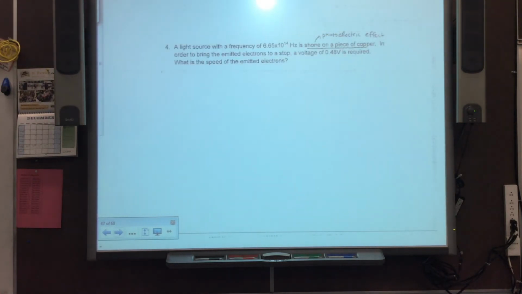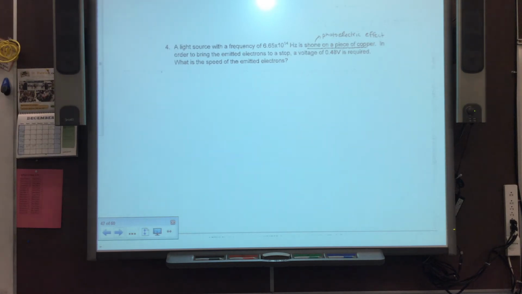Okay, a light source with a frequency of 6.65 times 10 to the 14 hertz is shone on a piece of copper. This is another key word, shone on. If you're shining light on something that's metal, remember it has to be a photoelectric surface, which would be metal. Shone on a piece of copper is the photoelectric effect. You know that you're going to be working with E equals HC over lambda, or E incident is equal to work plus EK max. You're going to be working in this realm of formulas.